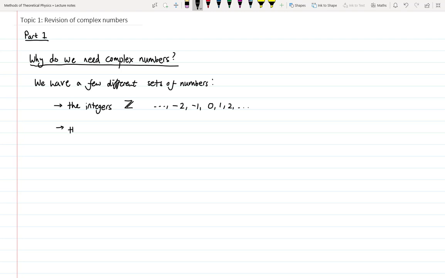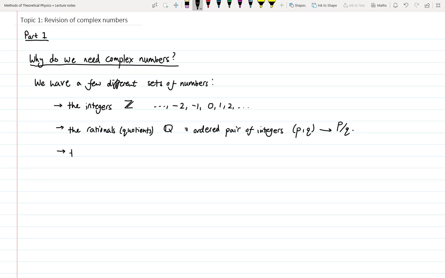We also have the rationals, also called the quotients. We denote these by the letter Q with a bar, and these are essentially the fractions. And we represent these as an ordered pair of integers, let's say P and Q. And we understand this to mean the fraction P divided by Q.